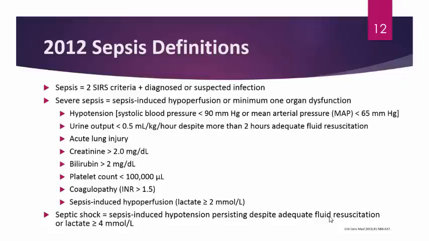So say if you had a patient who was 100 kilograms, and to try to combat the hypotension that the patient was having, you gave them 3 liters of fluid, or 3,000 milliliters of fluid, which for a 100 kilogram patient would be 30 mL per kilo. If they were still having hypotension at that point, you can consider them to be in septic shock. Or if they have a lactate greater than 4 millimoles per liter, you can consider them to be in septic shock as well. So it's either or for this one.